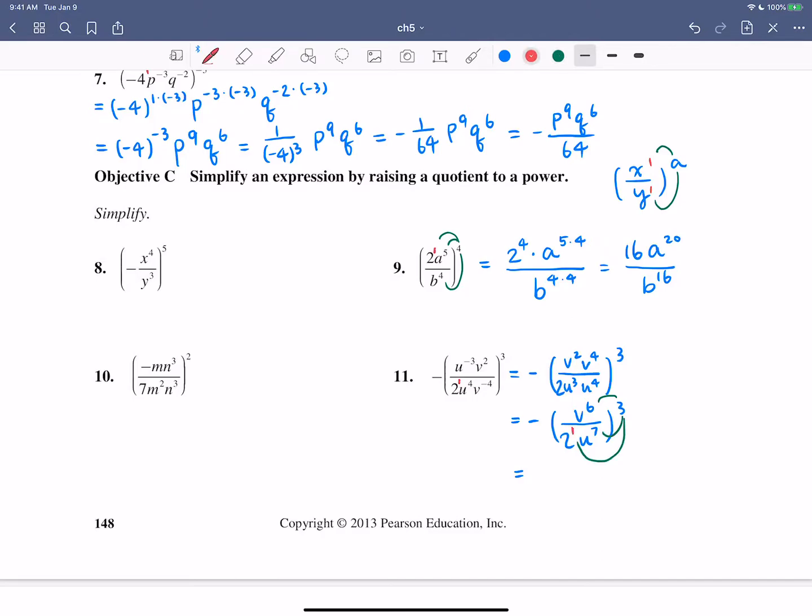Remember, there is a 1 attached to 2. Copy the negative sign on the top. This time I'm going to multiply right away. So 6 times 3, that is 18. Downstairs, it's 2 to the 3rd, and then u to the 7 times 3, 21. Since 2 to the 3rd is a very simple number to calculate, I'm going to calculate that. So it becomes negative v to the 18th over 8u to the 21st.